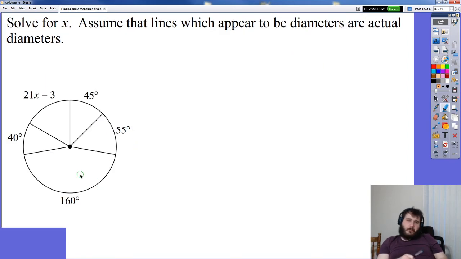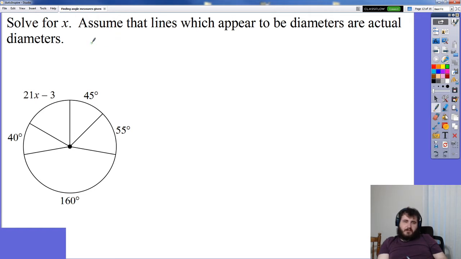So now look, at this point, we've got variables. Let's start off with a pretty simple one. We've got the whole thing right here, right? Every single arc is accounted for with a number or a variable or something. 45, 55, 160, 40, and 21x minus 3. So all we have to do is add those all up and set them equal to what a whole circle is, which is 360. Very good.